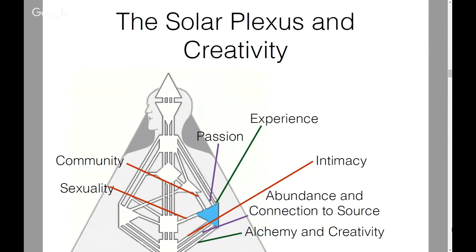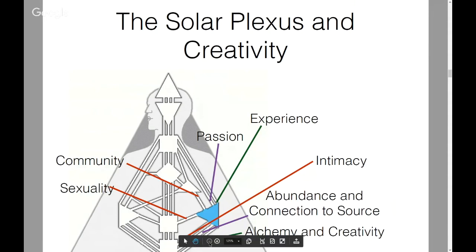What we see in the solar plexus is the potential for deep creativity. There is passion in the emotional solar plexus. There is the capacity to learn from and integrate and tell stories about our experiences in the world. There is the energy and the potential from the solar plexus to create good and juicy communities as well as sustainable resources. There is the energy for sex and sexuality in the solar plexus. There's a lot of juice in the solar plexus that can be very, very sexy. There's the energy for intimacy. Also the energy for abundance and connection to source, as well as the energy for alchemy and creativity associated with visualizing, fantasy, and everything else that you can think of as related to creativity.